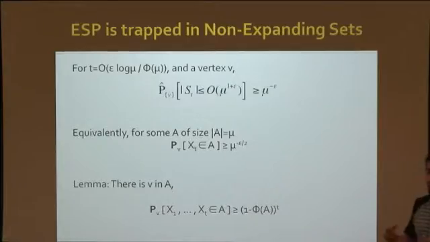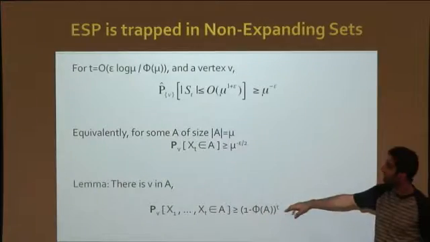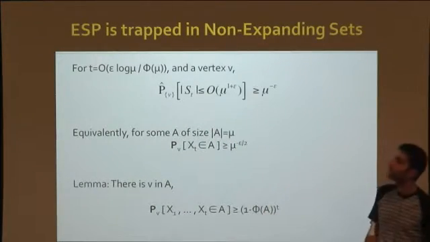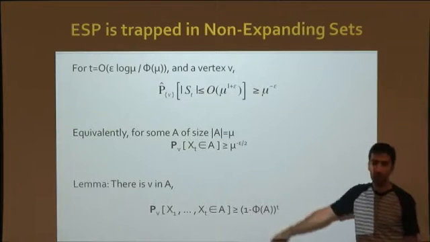Okay? So I'm going to prove something stronger. Instead of proving that the walk is at A at time t, I'm going to prove that the walk never leaves A up to time t, with this probability. But these two are essentially the same. If you take t to be epsilon log of mu over phi of mu, then you see these two are exactly the same.